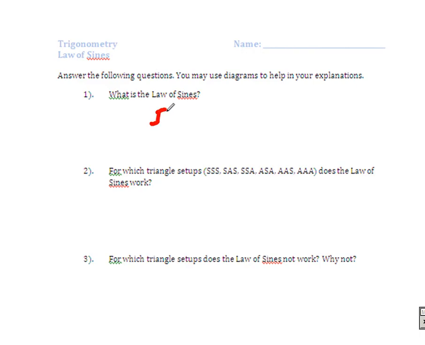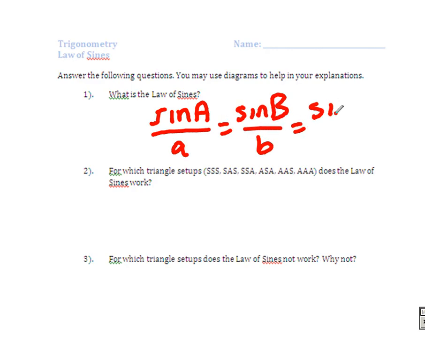Law of sines is sine of A over a equals sine of B over b equals sine of C over c. This should be a real nice and easy way for your virtual answer key to start, and hopefully a quick 2 points on your test. Nice and easy. For which triangle setups does the law of sines work?